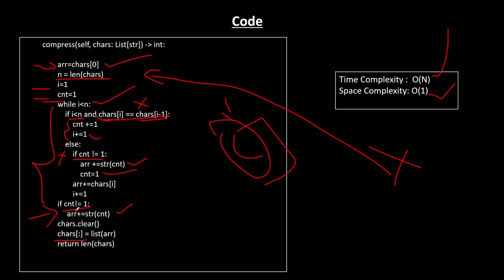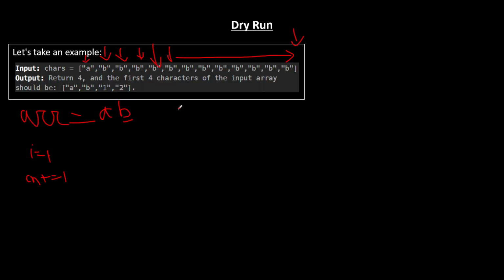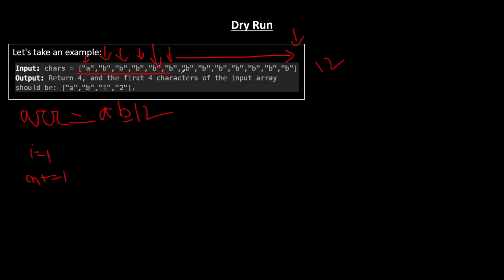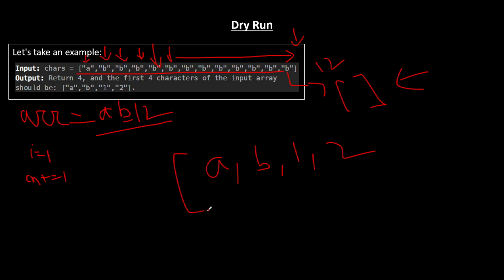If count is not equal to 1 or not. So we can say that it is not equal to 1. Instead the count is 12. So we will just append 12 to the string. We will clear this array. This complete array given to us would become empty and we'll convert this to a list and store it in chars, which will become A, B, 1 and 2 and we will return the count to be 4. So this is a very simple dry run. I tried taking an easy example to make you understand.